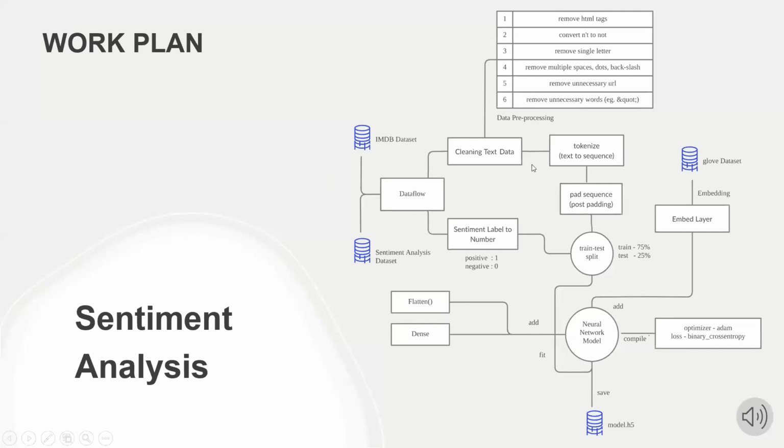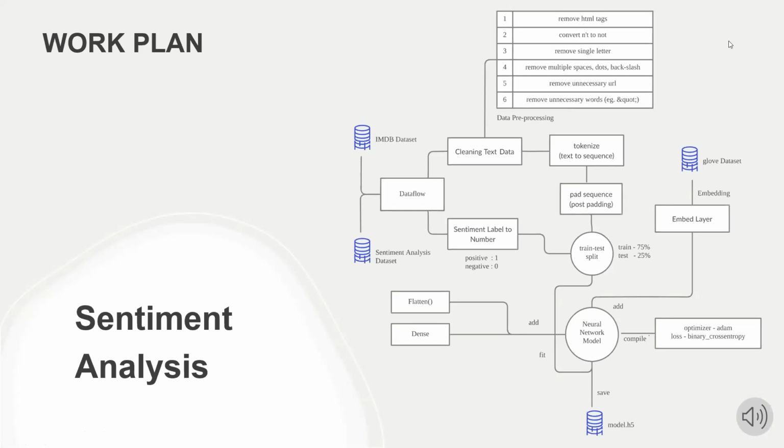So firstly, we cleaned the dataset. How we did it: we removed HTML tags, converted the apostrophe words to a proper word so that it's easier for the machine to understand. Then we removed single letters, spaces, dots, backslash, and unnecessary URLs, and then we tokenized it. We converted from text to sequence. We have also done padding so that all the sentences are of the same length.